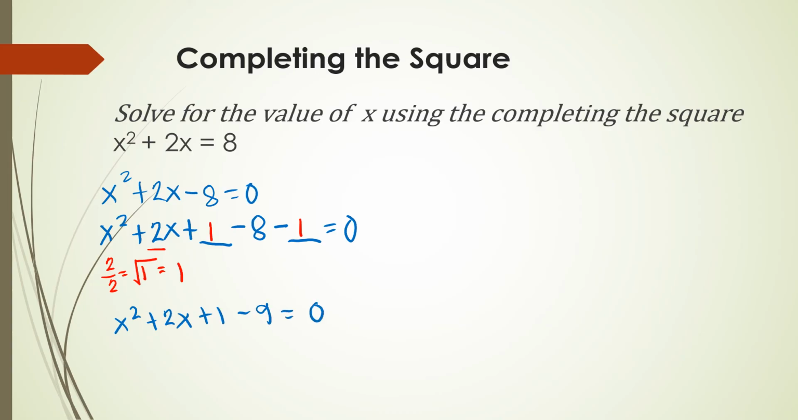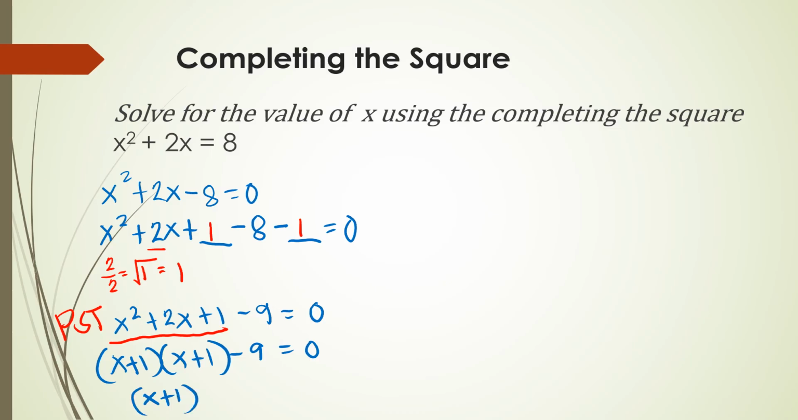Now, hindi kasama si 1 kasi si 1 is part of the perfect square trinomial. So, may nakuha na tayong perfect square trinomial. So, if you have the perfect square trinomial, gagawin natin siyang square of binomial. So, magiging x plus 1 times the x plus 1 minus 9 is equal to 0. Next, let's make this one as the square of binomial since silang dalawa parehas na. So, magiging x plus 1 quantity squared minus 9 is equal to 0.